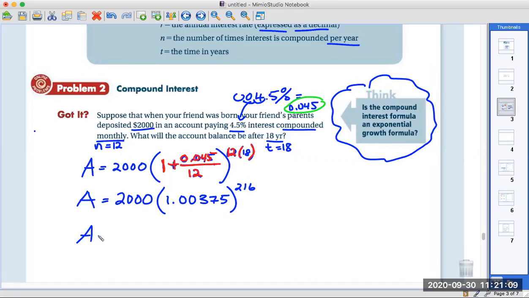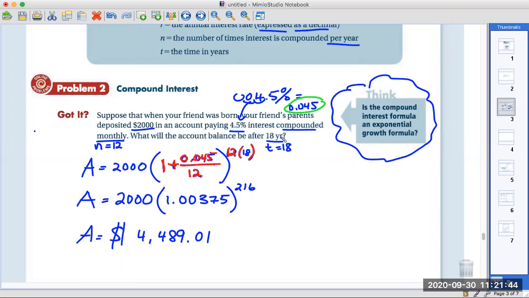So the amount, 2,000 times, open parentheses, this long number, close parentheses, raised to the power of 216 equals, and it's money. So I put a dollar sign, $4,489.01, which is 1 penny. $4,489.01 is in the account after 18 years. So it more than doubled.